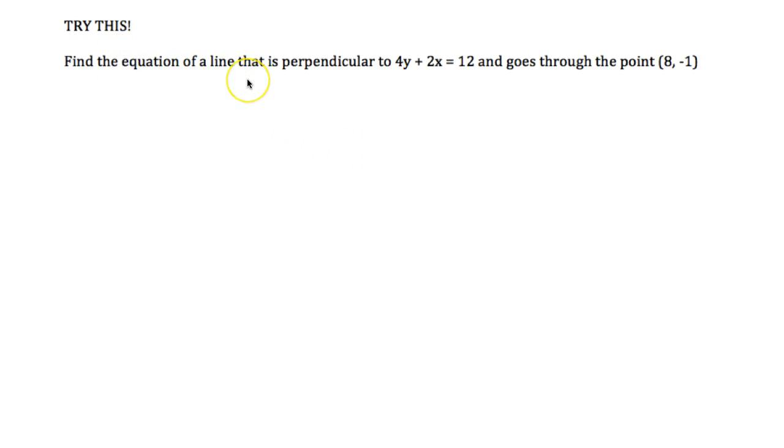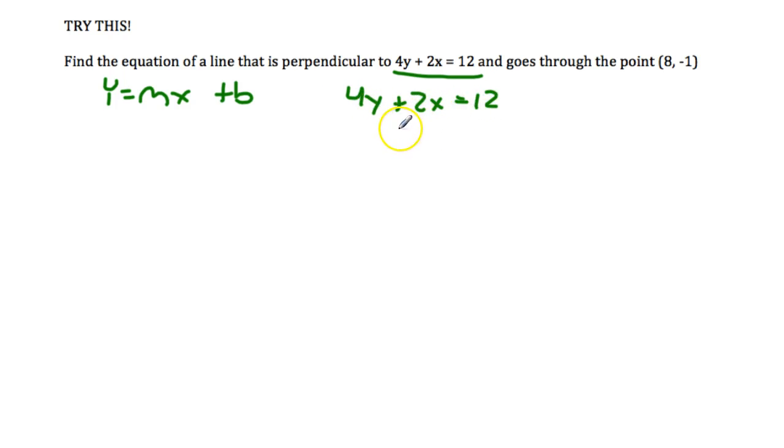Find the equation of a line that is perpendicular to 4y + 2x = 12 and goes through the point (8, -1). Alright, so I've got this equation right here. I want to put that in y = mx + b, so I can find the slope. So 4y + 2x = 12. I want to get y by itself, so I'm going to subtract 2x. 4y = -2x + 12.